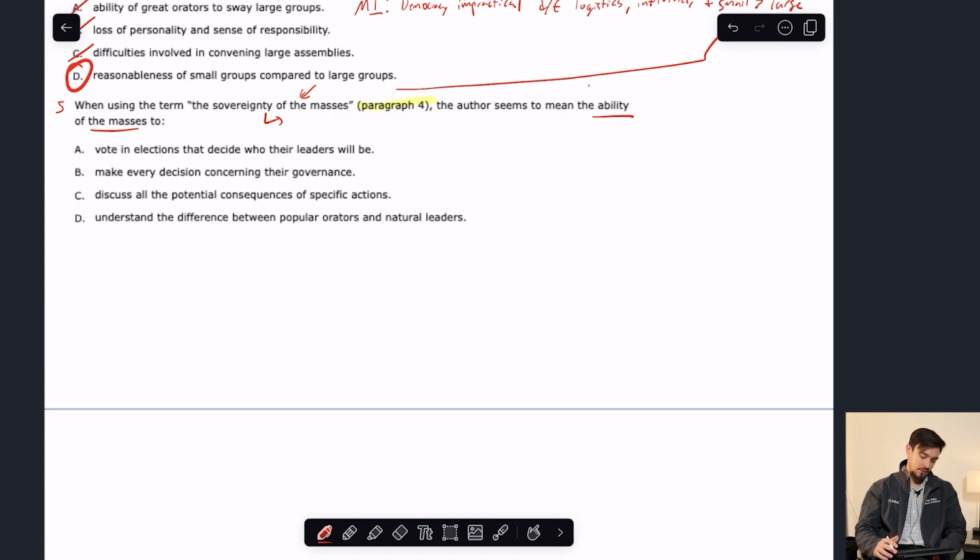A says, vote in elections that decide who their leaders will be. Well, all of them are the leaders, right? That's what a sovereign mass is. Sovereign meaning to rule over yourself. B says, make every decision concerning their governance. I mean, that's exactly what we're going for. So B is correct. C says, discuss all the potential consequences of specific actions. That's not supported here. These questions on the MCAT are asking you what was talked about the most. Discussing consequences was not talked about in the passage. D says, understanding the difference between popular orators and natural leaders. No, we didn't discuss that difference. We just talked about how large groups are prey to both popular orators and natural leaders. The correct answer here would be B.